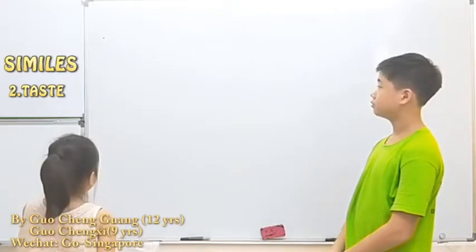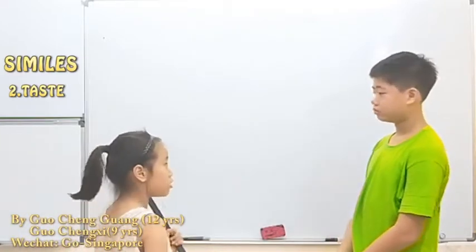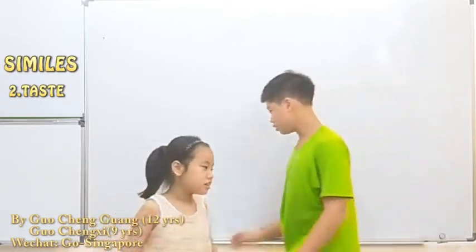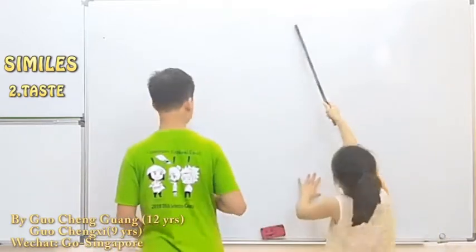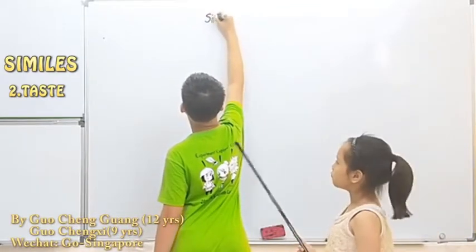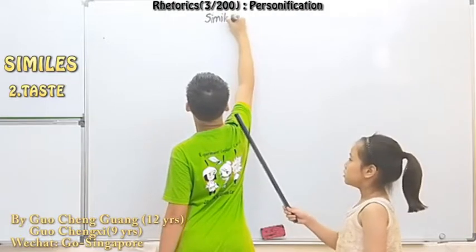So for this lesson, we'll continue with English Rhetorics. We'll still be continuing with similes in our first part of rhetorics. In the last lesson, we explained some of those similes related to colors. For this lesson, we'll be learning about similes about one of our five senses.